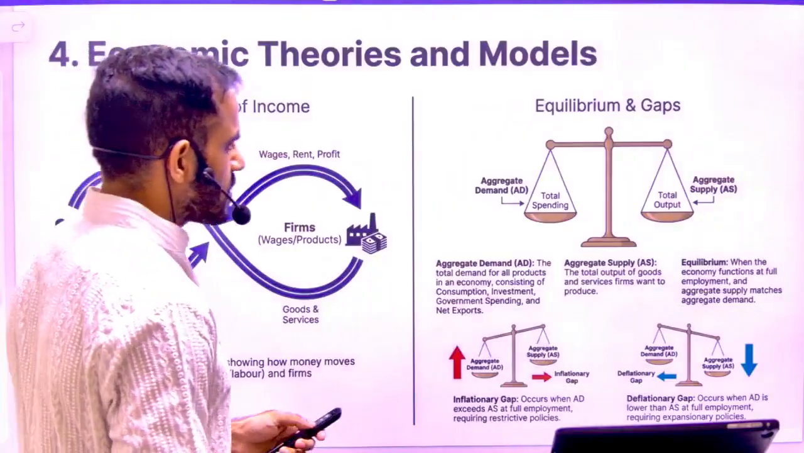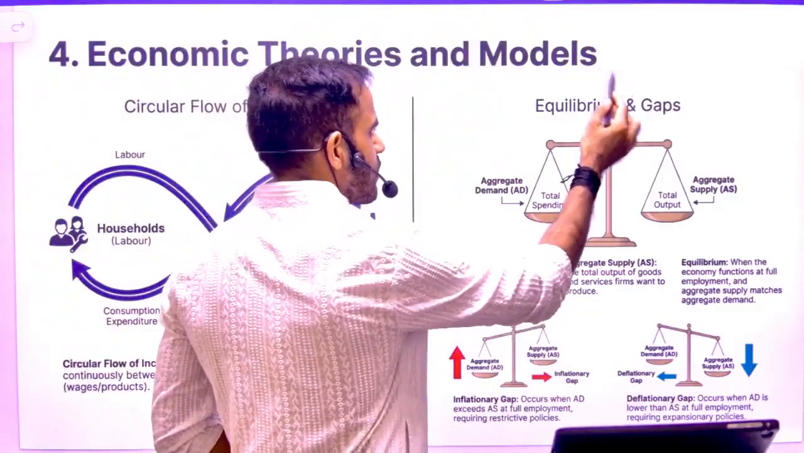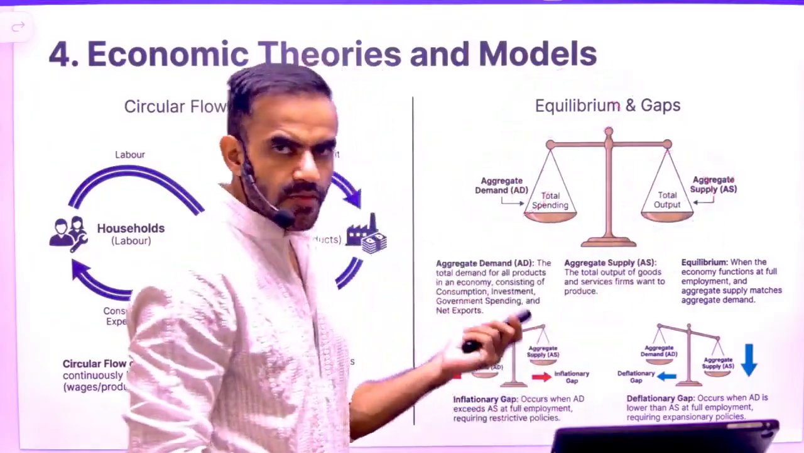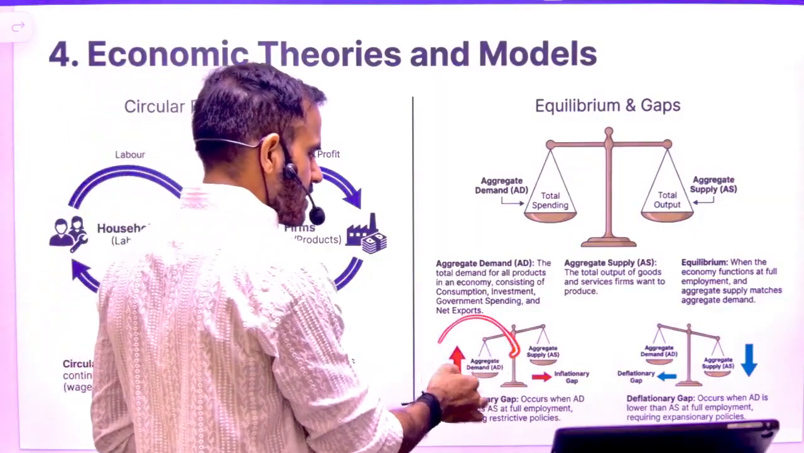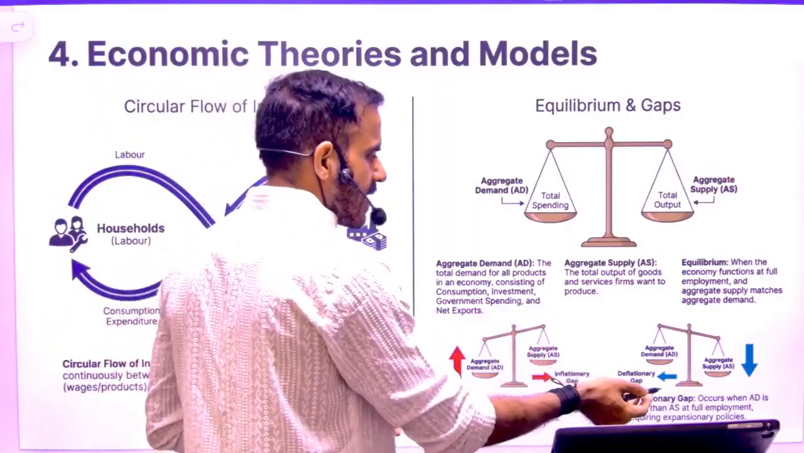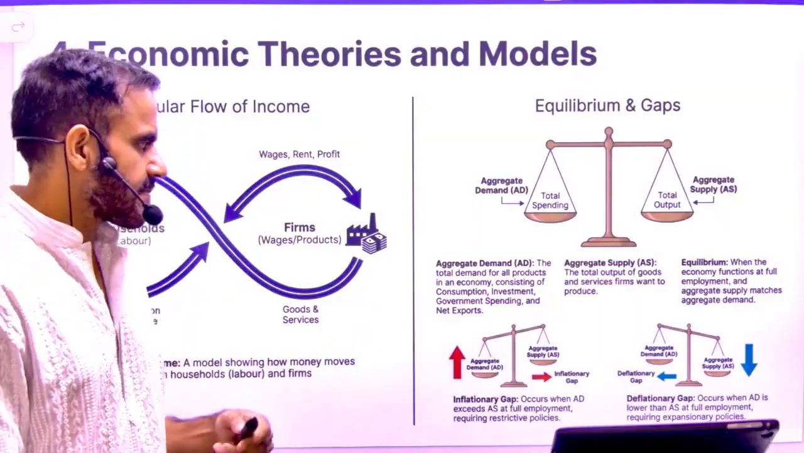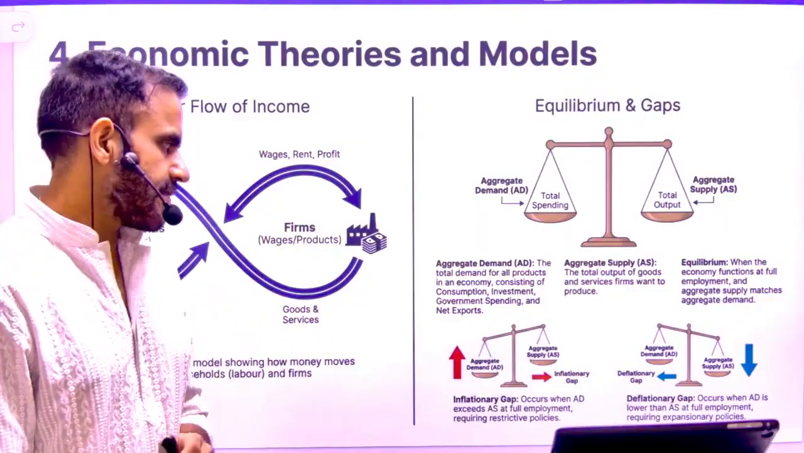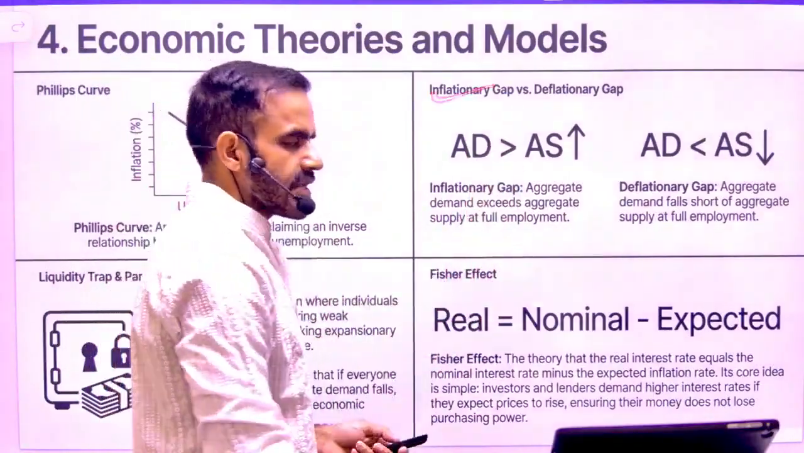Okay, so these are 3 different scenarios. We have already covered them. First is equilibrium. If aggregate demand and aggregate supply are equal, then there will be equilibrium. If the aggregate demand is higher than the supply, then there will be an inflationary gap. If the aggregate demand is lower than the supply, then in that case, what will happen? That will lead to a deflationary gap. Okay, so we have already covered inflationary and deflationary gap.